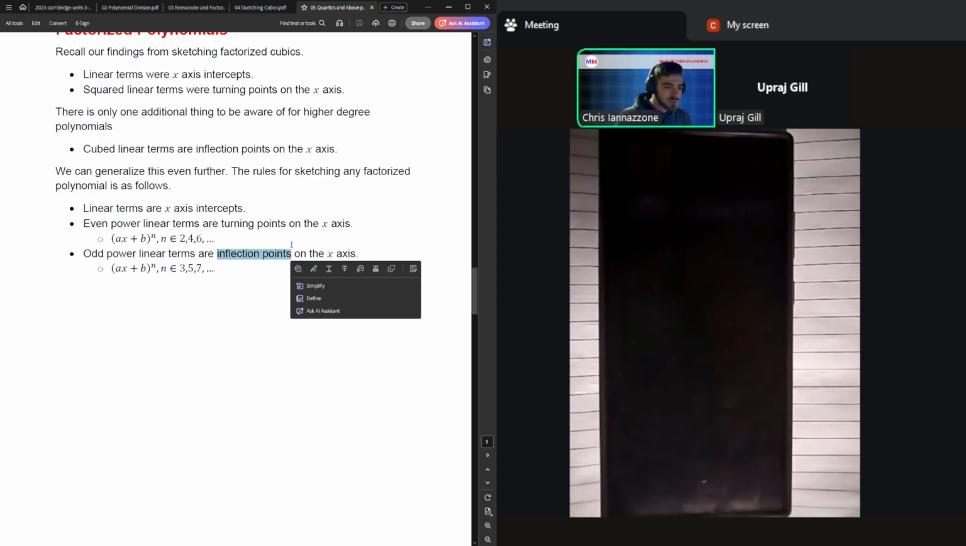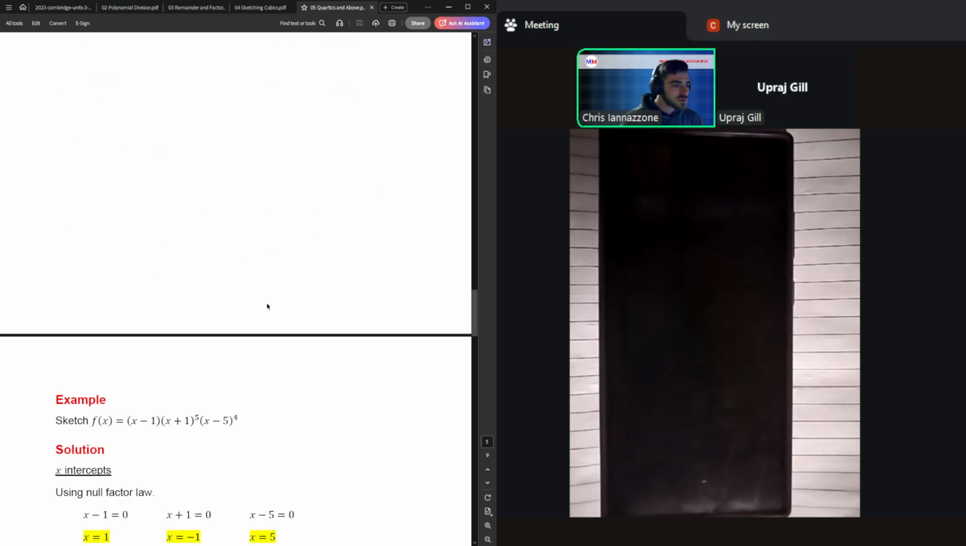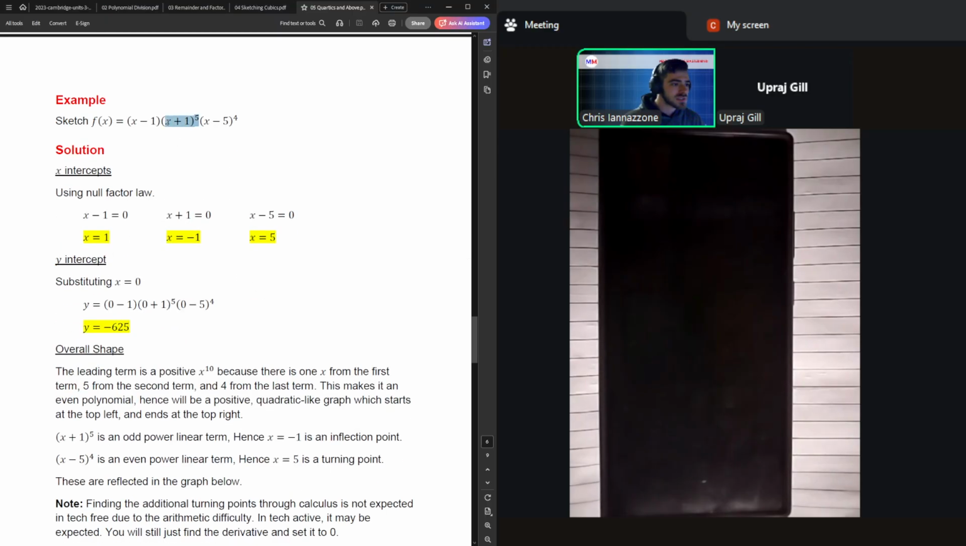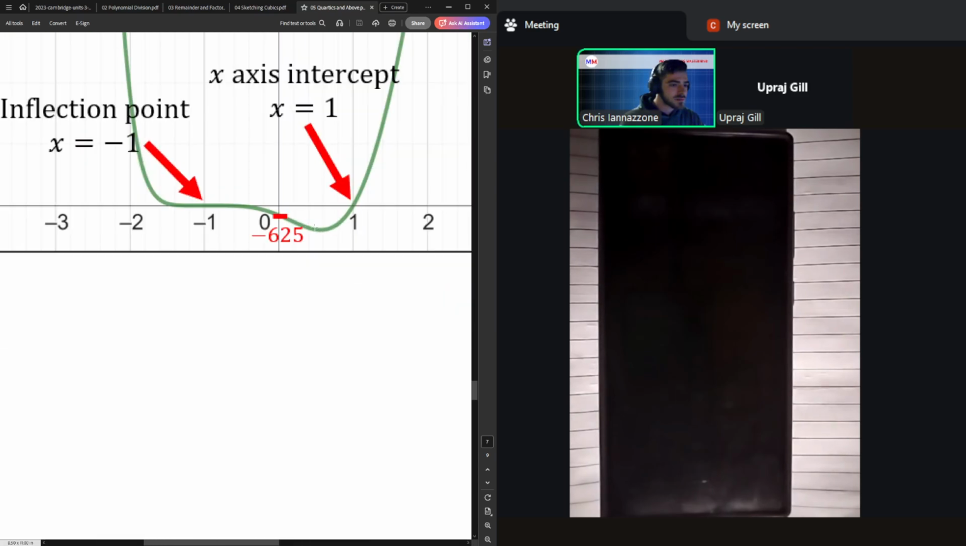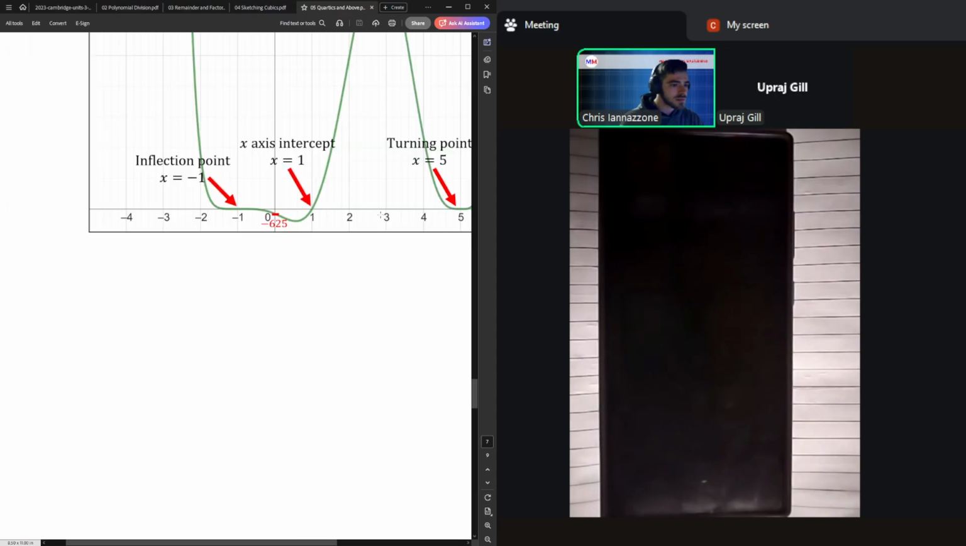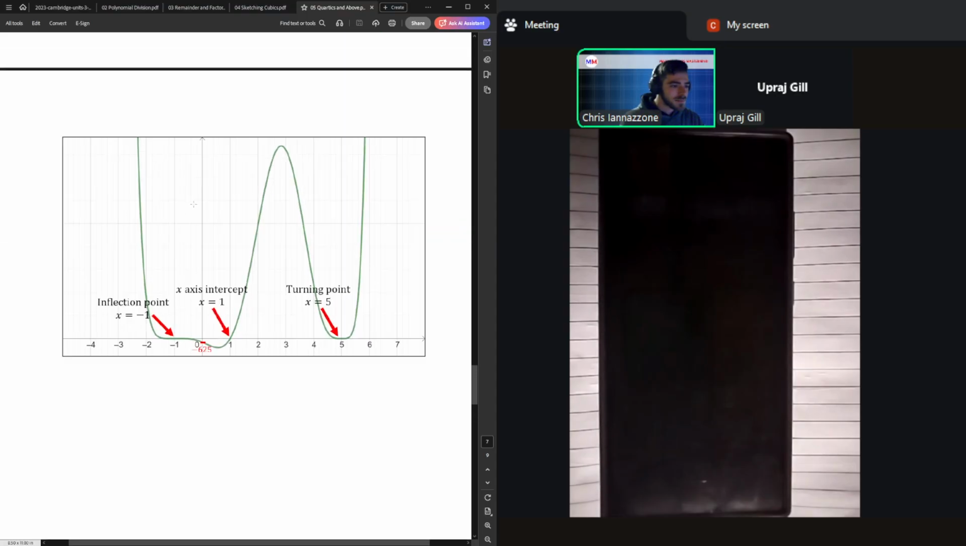Odd are going to be inflection points, specifically stationary points of inflection. We kind of already know this from the inflection point form of the cubic. We're just sort of formalizing that here. So you can see we have an odd power term here, we have an even power term here, we have an x-intercept, and so when all is said and done, we inflect there, we turn, we inflect there, we turn here, and we cut here.